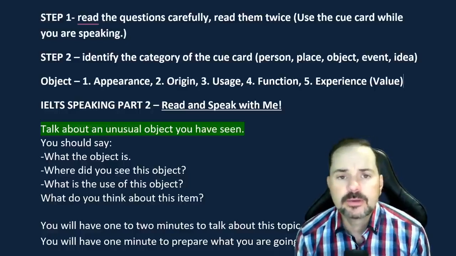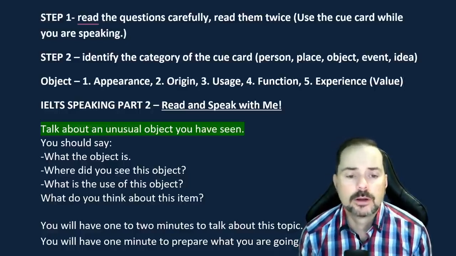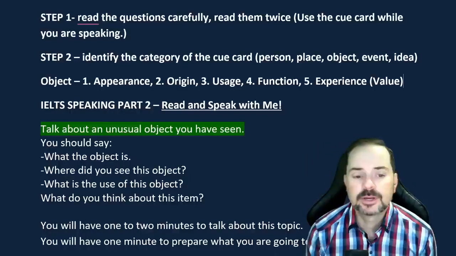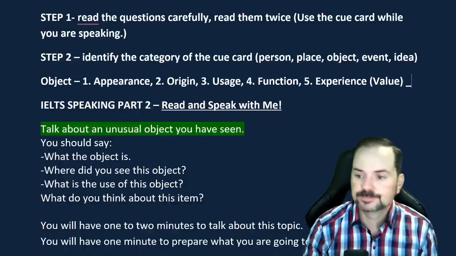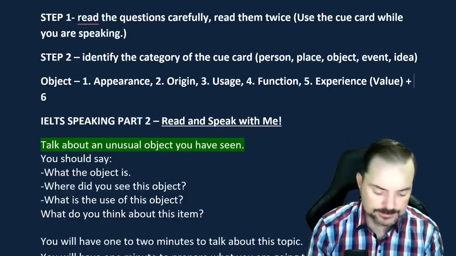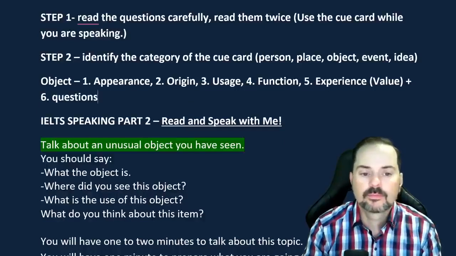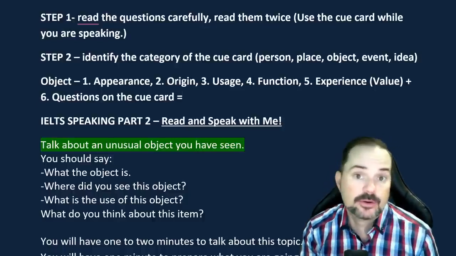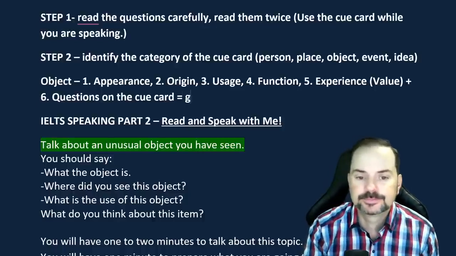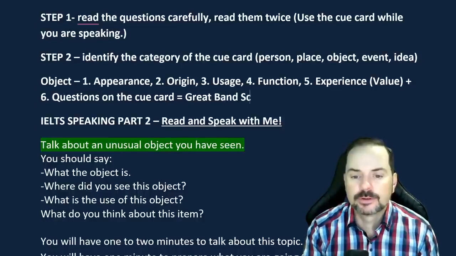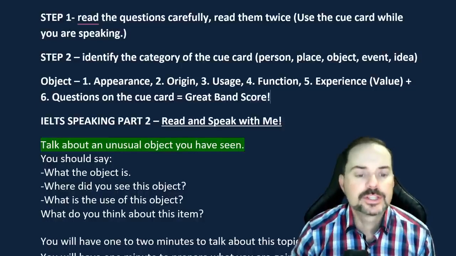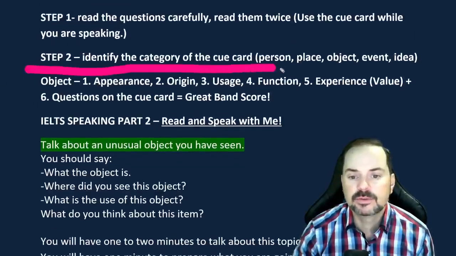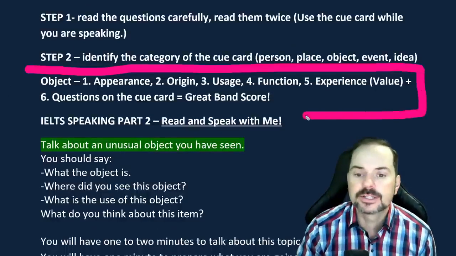As long as you say 1 to 2 sentences about the appearance, the origin, the usage, the function, and its value, the experience, while looking at the cue card, you will get a band 8 or 9 as long as you're fluent. Okay, so it leads to a great band score. All right, so this is really important. Everybody really pay attention to this. This can definitely save you band scores on your IELTS exam.